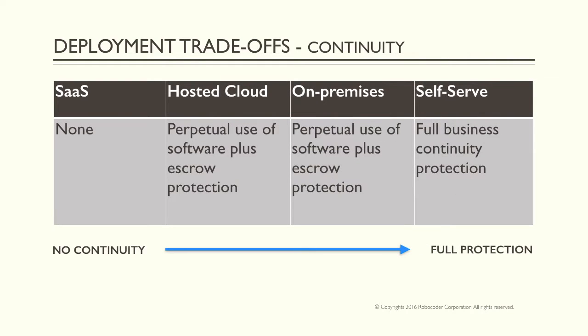Business continuity can be considered an extension of the ownership of software. Unless there is a special agreement in place, there is no continuity in SaaS. It is literally just pay as you go. Both hosted cloud and on-premises options have the luxury of a perpetual license to use the software, and in the case of vendors' insolvency, an escrow protection can be added to protect the source code of the software. Needless to say, self-serve has the full continuity protection because it has the additional perpetual license to use the source code.